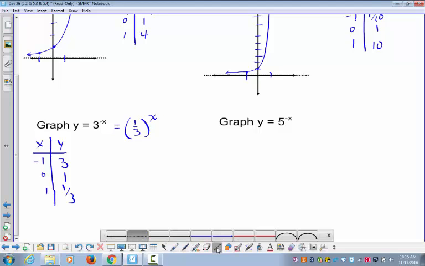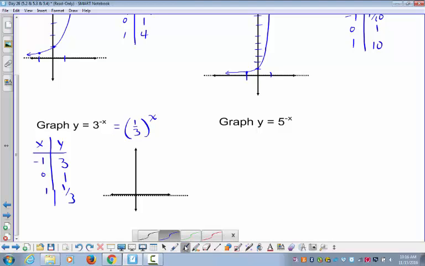So when we go to graph this decay function, again, it's a basic exponential, so we know the x-axis is an asymptote right away. And we just plot those 3 points. So -1, 3, 0, 1, 1, 1/3. And that's our decay function. All right, you guys graph that one, 5 to the -x.